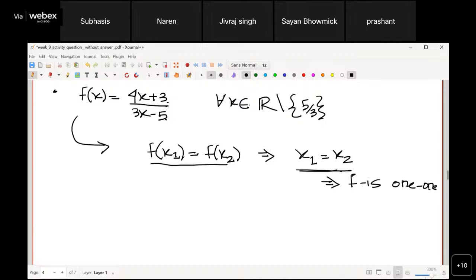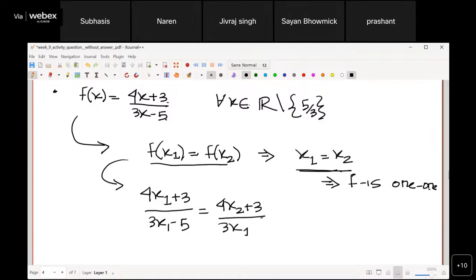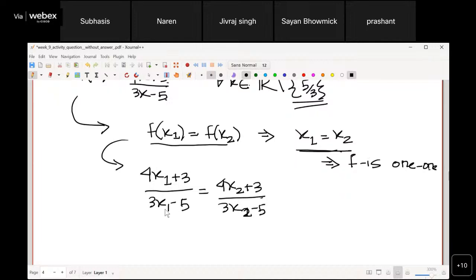Suppose f(x1), what is f(x1)? (4x1 + 3)/(3x1 - 5), and this is (4x2 + 3)/(3x2 - 5). Since x1 and x2 can't be 5/3, because x1 and x2 are in the domain and in the domain I don't have 5/3, that means 3x1 - 5 and 3x2 - 5 are not equal to 0. So that means I can multiply by the inverse.